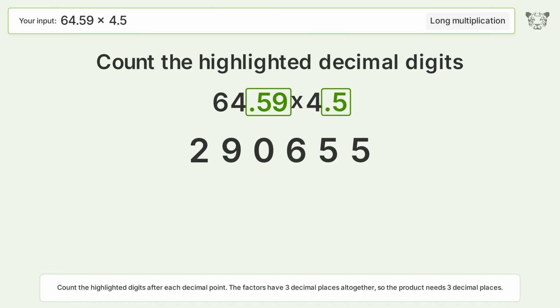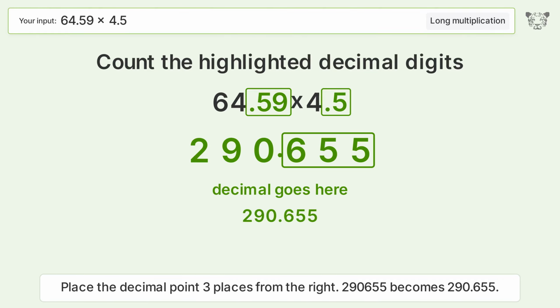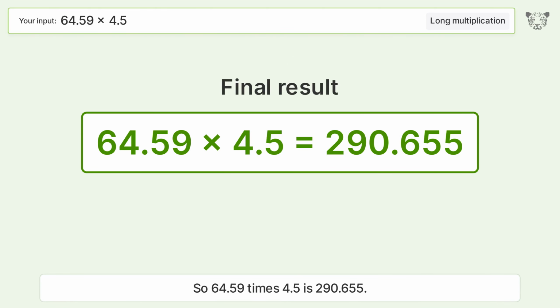Count the highlighted digits after each decimal point. The factors have 3 decimal places altogether, so the product needs 3 decimal places. Place the decimal point 3 places from the right. 290,655 becomes 290.655. So 64.59 times 4.5 is 290.655.